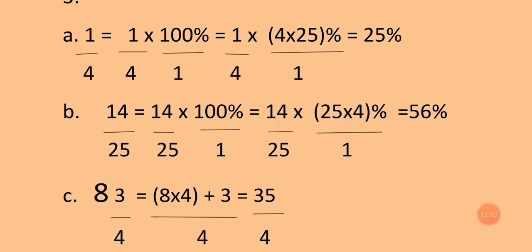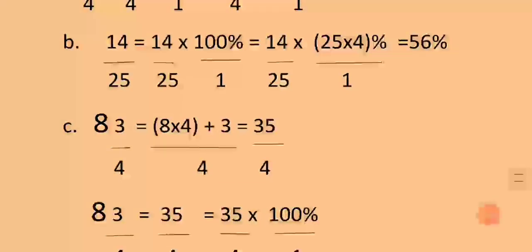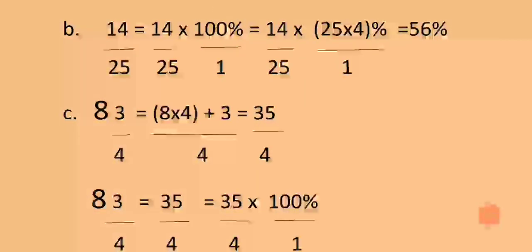B, 14 over 25. Taking it to percentage, we simply multiply by 100%. So that I have 14 over 25 times 100%. Highest common factor of 100 and 25 is 25. So 100 divided by 25 gives me 4. 25 divided by 25 gives me 1. So I am left with 14 times 4 at the numerator, which gives 56%.